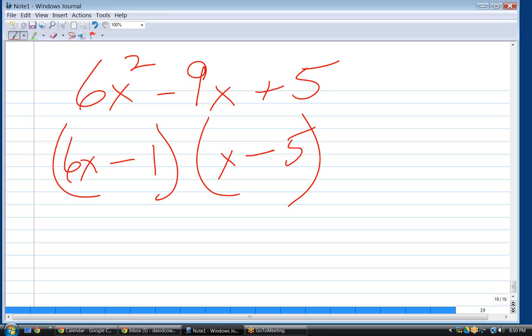Let's see. No, not even close. Does 5 and 1 work? No. Okay, so we've tried all 4 possibilities, right? Right. Because 6x squared only had 2 different choices, and 5 only had 1 choice. We've tried all possibilities, and none of them produce that middle term.